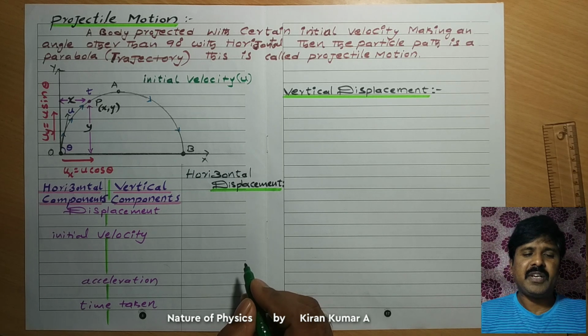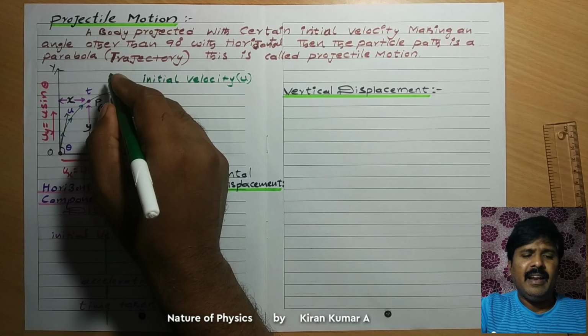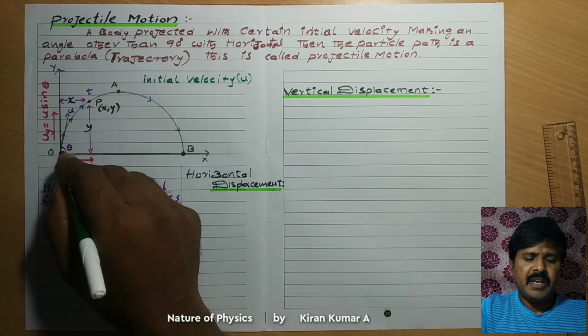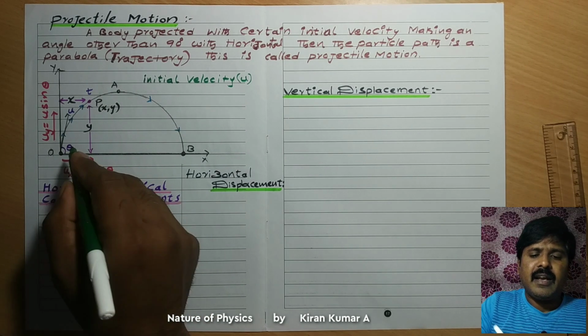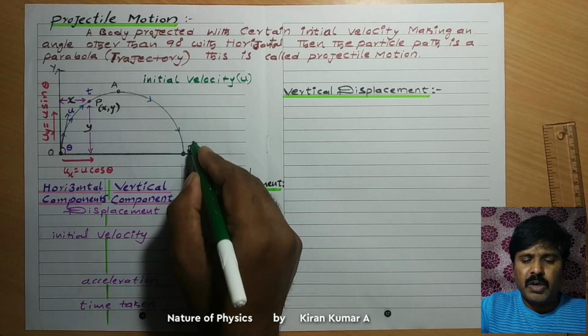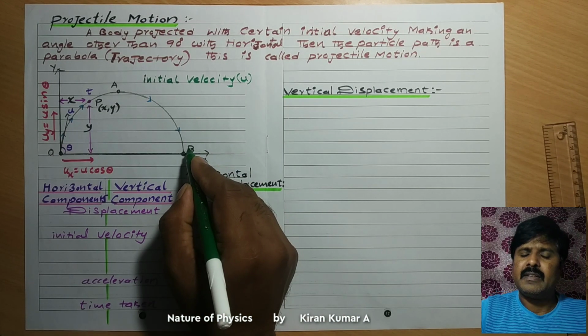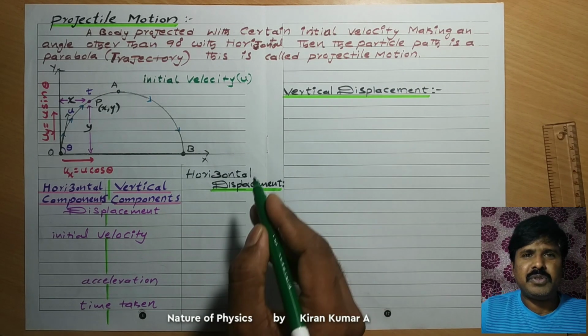Today's topic is projectile motion. A body projected with a certain initial velocity, making an angle other than 90 degrees with the horizontal. Here theta is other than 90 degrees with the horizontal. Then what is the path of the projectile? A parabolic path, that is taken as the trajectory. This is called projectile motion.